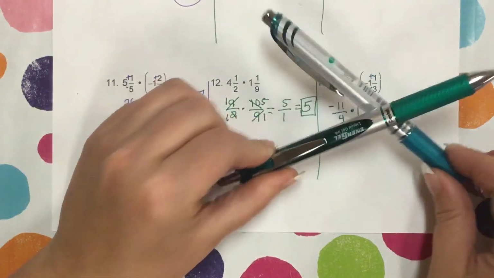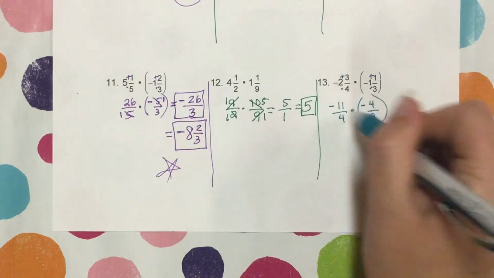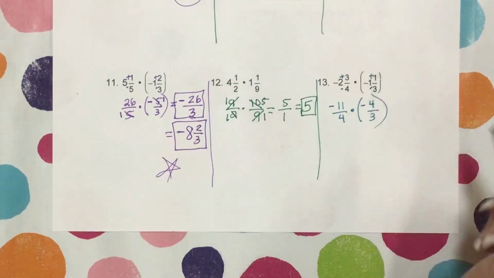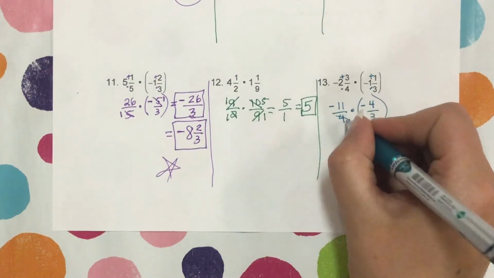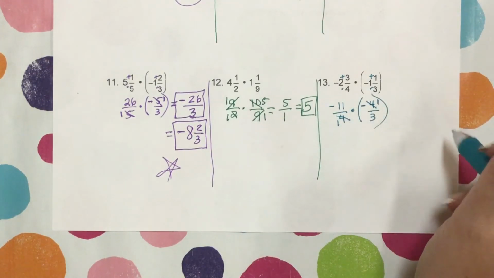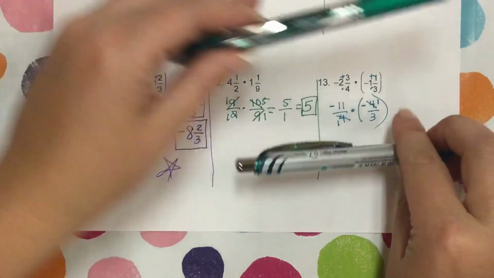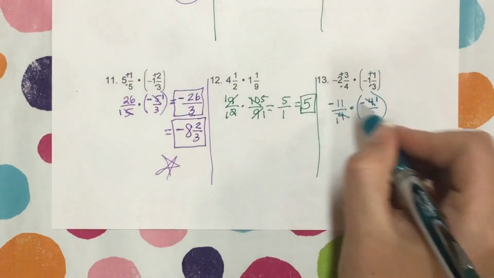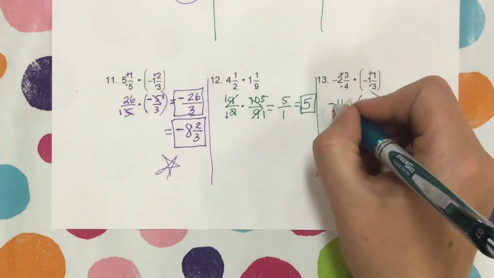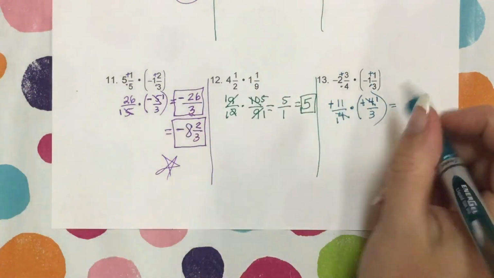Now it's time to cross cancel. So we look here, 11 and 3, anything we can cancel out? And the answer is no, there are no common factors. What about 4 and 4? Yes, 4 goes into 4 one time, and 4 also goes into 4 one time. Perfect. Now we have cross-canceled, it is time to multiply across. We have a negative times a negative, and whenever you multiply two negatives together, they turn into a positive. So our answer is going to be positive. Now we just multiply across.